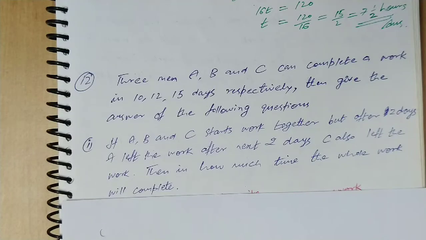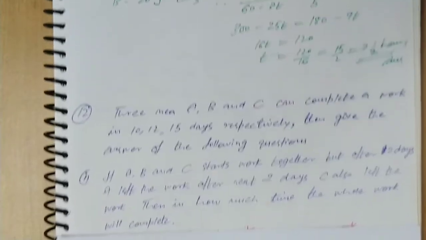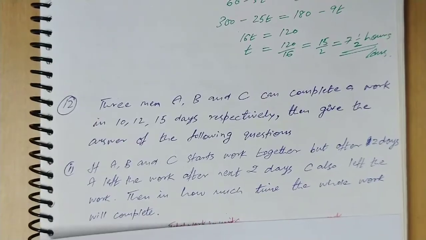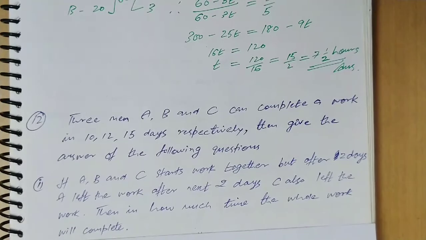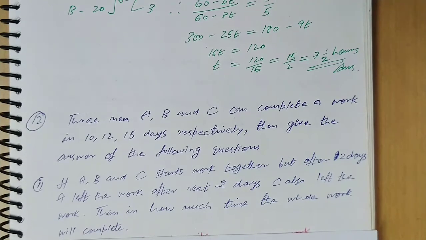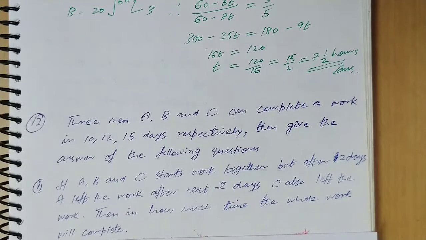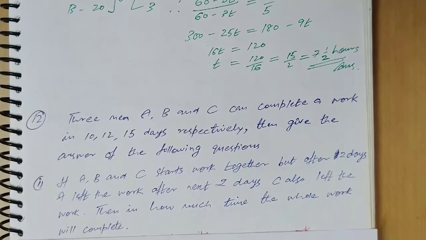Alright, next question we have question number 12. The question says 3 men A, B and C can complete a work in 10, 12, 15 days respectively. Then give the answer of the following questions. Okay, we have sub number 1. If A, B and C start work together, but after 2 days A left the work, and after next 2 days C also left the work, then in how much time will the whole work complete?